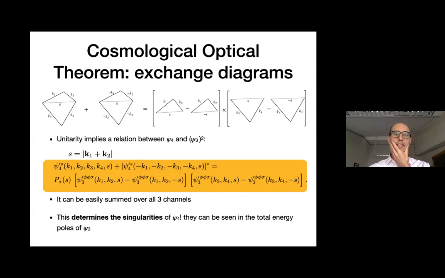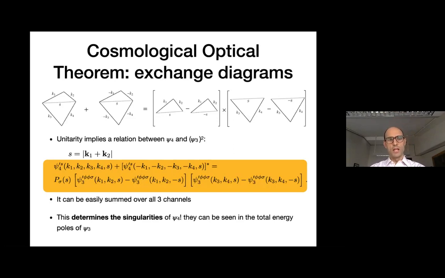Things get even more exciting when you consider exchange diagrams. And here we studied specifically 4-point exchange diagrams. So if we define, by analogy with the Mandelstam variable s, s to be the norm of the k1 vector plus k2 vector, then our cosmological optical theorem implies the following relation: that psi4 plus its conjugate evaluated at minus the energies has to be written in terms of 3-point functions by these expressions. Here, this expression that we have written is valid for the s channel, but you can easily sum on both sides over all channels and get a more generic expression.